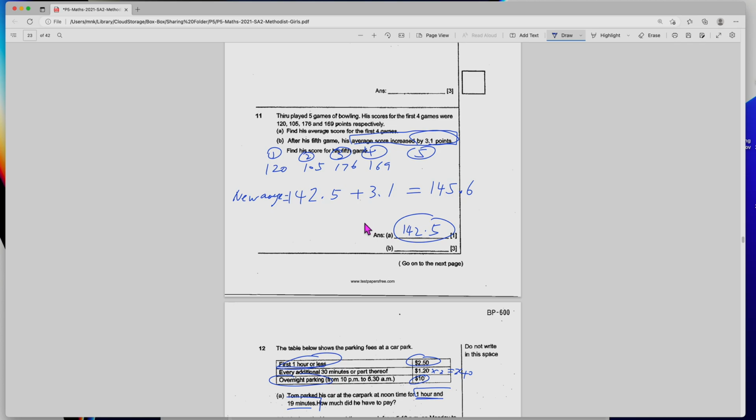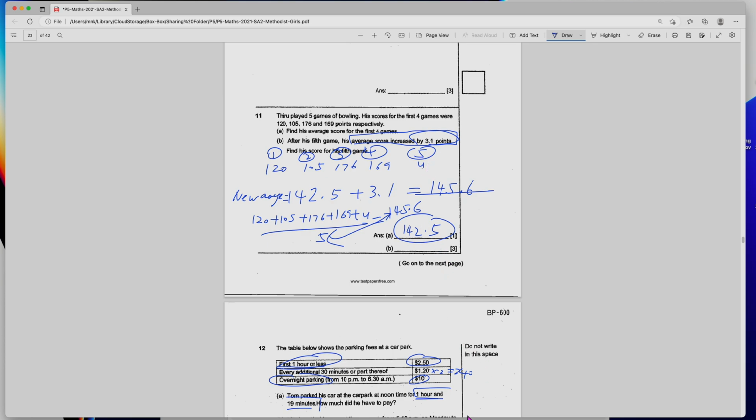So how do you find the new average? The new average will be 120 plus 105 plus 176 plus 169 and plus the 5th, which is u. You don't know, right? So plus the u. And now you need to divide by 5 of them. Right? And then you will get the new score, which is 145.6. So what you do is you use the 5 times this. That will give you the total. Then you minus 120 minus 105 minus 176 minus 169. And that will take you there. Does it make sense? Okay, good.